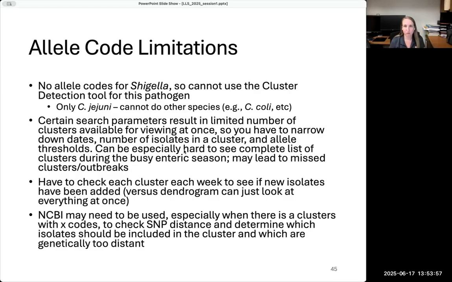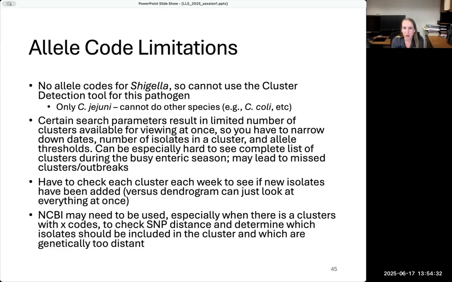Certain search parameters you may use would result in a limited number of clusters available for viewing at once. So you have to narrow down the dates, the number of isolates, and allele thresholds. It'll be hard to see a complete list of these during your busy enteric season and may lead to missed clusters or outbreaks. So this is true probably in Cedric specifically. And you have to check each cluster each week to see if new isolates have been added versus looking at a dendrogram. You can just look at everything all at once.